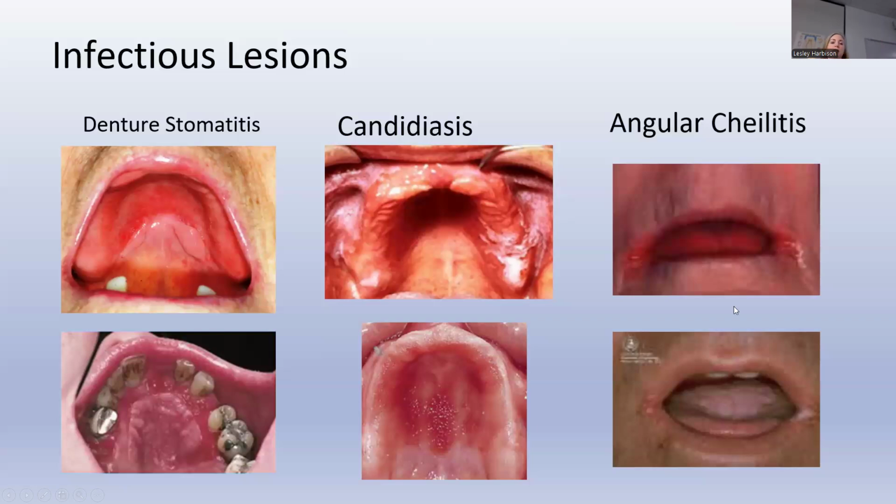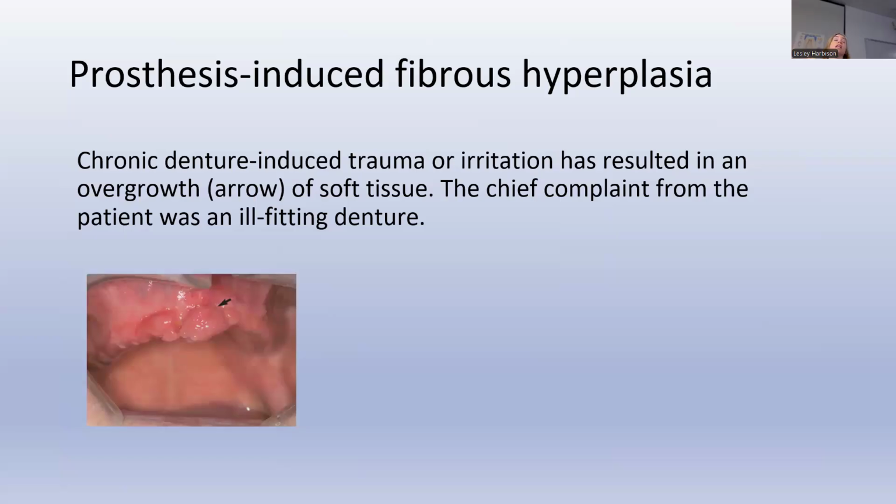Angular cheilitis, that's another candida infection, and a lot of times they're re-inoculating. The bacteria or the candida is just really growing because they're not letting their tissue breathe, they're not letting their tissue slough, they're not cleansing that area, and so that's the result of it. Prosthesis-induced fibrous hyperplasia: these nodules where the tissue just gets thick and lobular. Again, it's just another reaction to chronic denture-induced trauma and irritation from an ill-fitting denture.